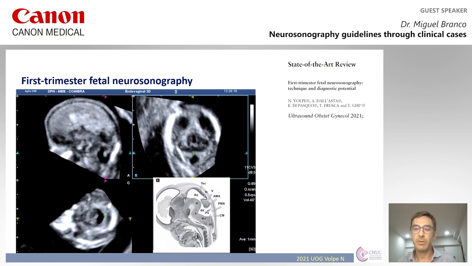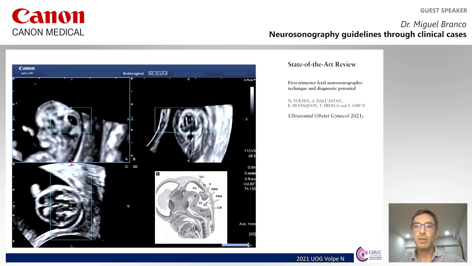Here we could also identify the aqueduct, the Z-shaped brainstem, the choroid plexus, the fourth ventricle, and the black pouch space. We could identify the same structures at 10 weeks with a little bit less detail, but here we could identify the aqueduct, the Z-shaped brainstem, the vermis, the aqueduct in axial evaluation, the aqueduct in coronal evaluation, the choroid plexus, and the black pouch space.